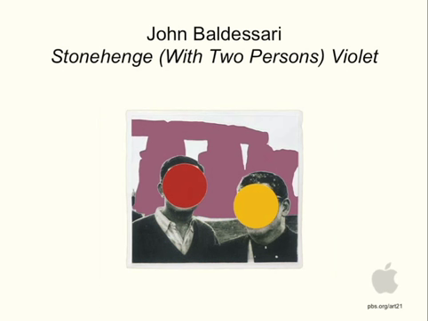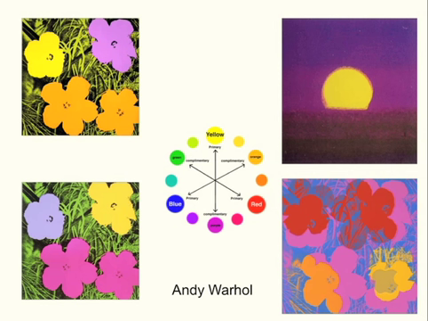John Baldessari in his Stonehenge with Two Persons Violet. Well, here the complementary colors are the yellow and the violet, directly opposite one another on the color wheel. It's also an example of geometric shapes. Andy Warhol, in his screen prints here, used complementary colors in these works.